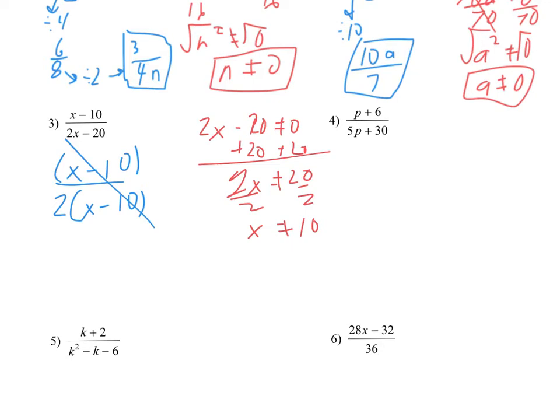So then there's 2 left on bottom now. There's nothing left up top. When there's nothing left up top, you have to put a 1 up there. It's kind of a placeholder. So this one will just be 1/2.